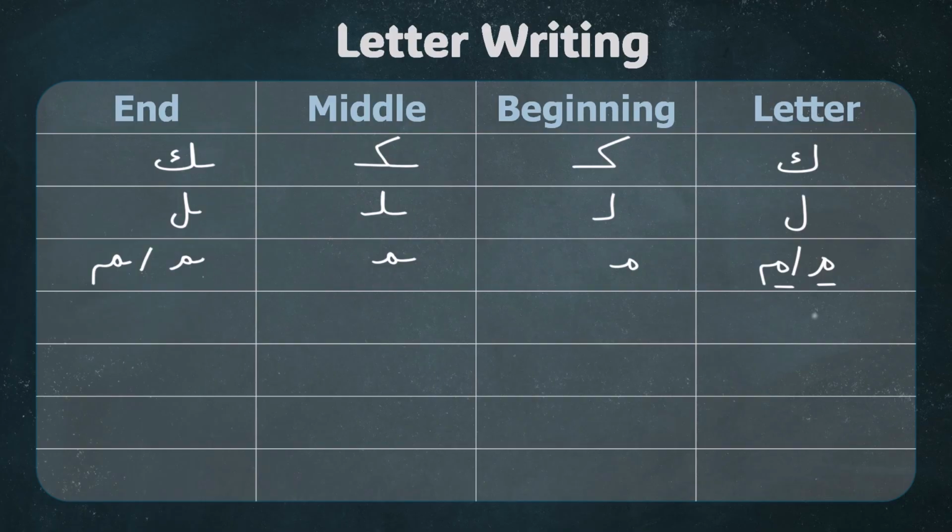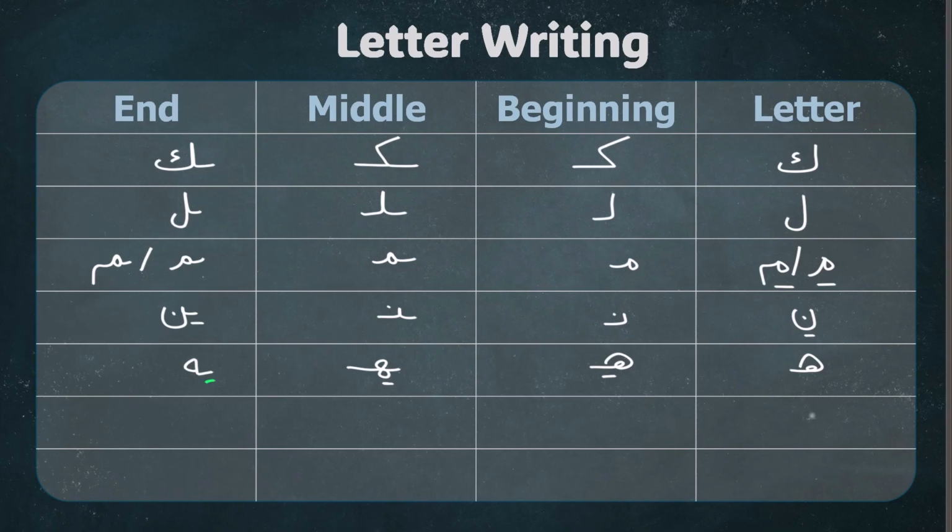Okay? Then we have Nun. Now you may try to guess it. Pause the video. Okay? Then we have this. And then we have this. Then we have Ha. Ha in the beginning looks like this. In the middle, it has this flipped infinity sign or an 8. And then in the end.